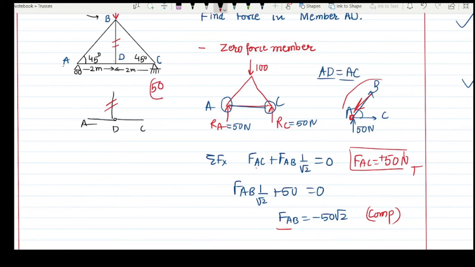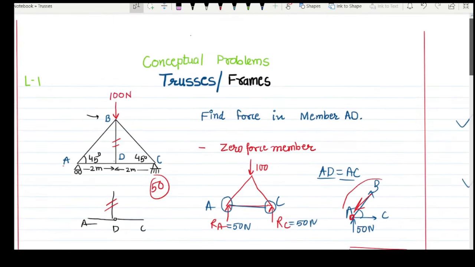I'm just summarizing that this is a really conceptual problem which involves the concept of zero force member. Unless you identify the zero force member, you will not be able to solve the problem. I hope that now you have understood the concept of zero force member. This is a problem already asked in a repeated exam like GATE, where it was a 1 mark question which can be solved in a minute.